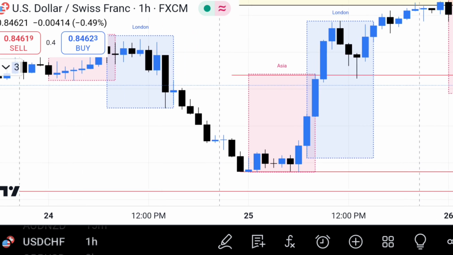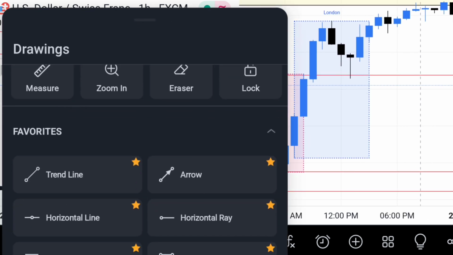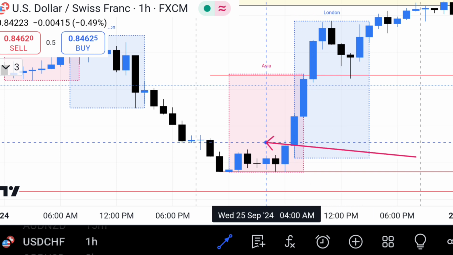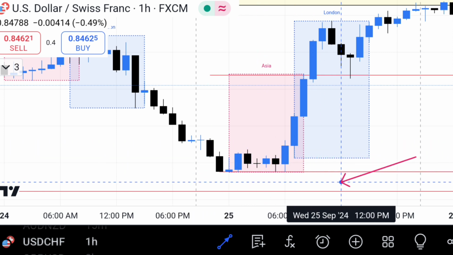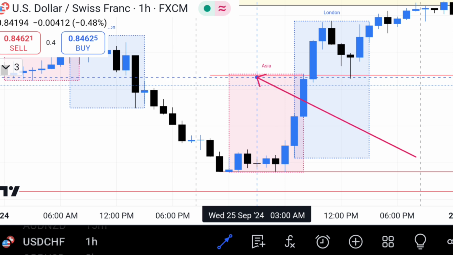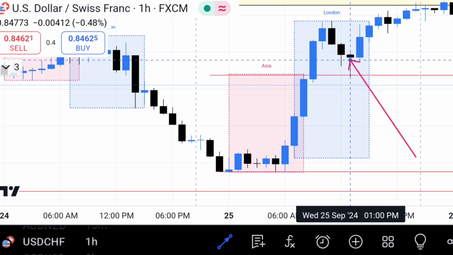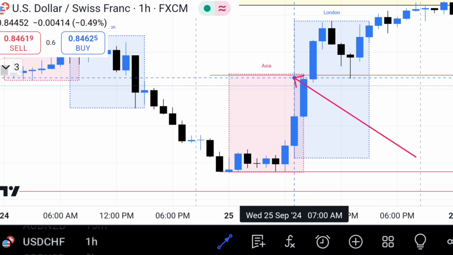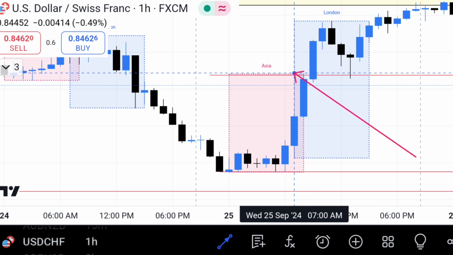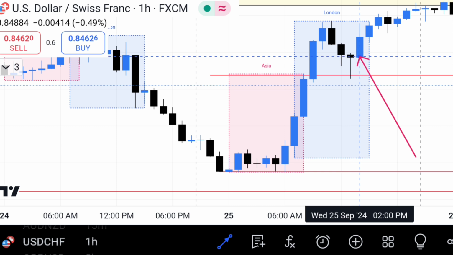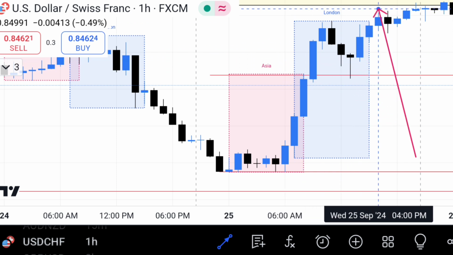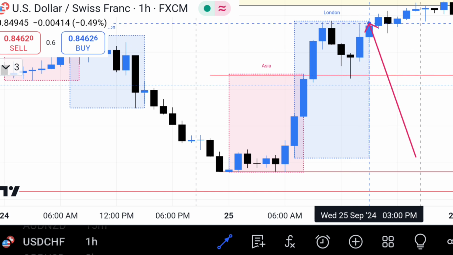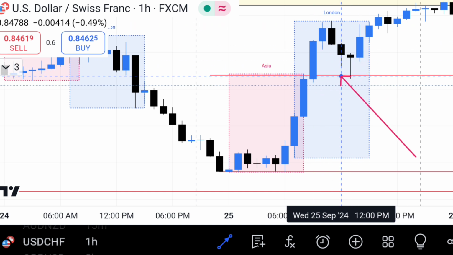Then you look out for which side price would break. Taking Wednesday, you can see this is the low. I've marked the low with this red line, and this is the high of the Asian zone. You can see that during the London session, price broke above. If price breaks above the Asian zone in the London session, that means anytime price comes back into that zone, there's going to be a bullish move. Price came back to that same place, and it was a bullish move. So this happened here, price pushed to the upside.